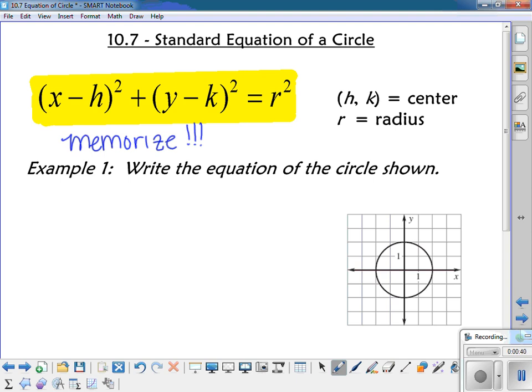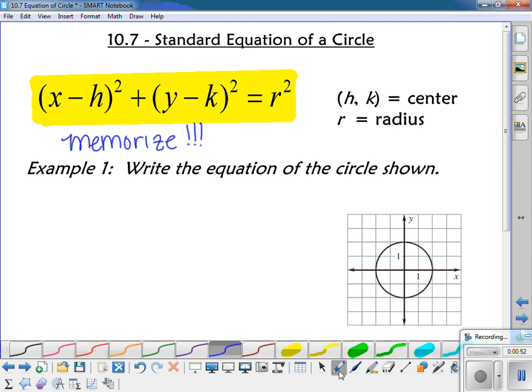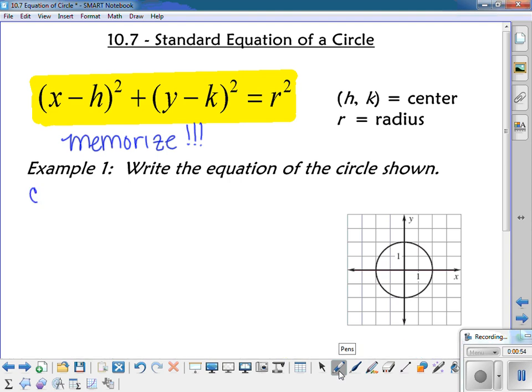equation. Alrighty, so basically in order to write the equation of a circle, all you need to know is where is the center and what's the radius. So if I look at the graph that they've given me here, this one's pretty easy. The center is at 0, 0, right? And the radius, I can just count, is 2 units. So the radius is equal to 2.